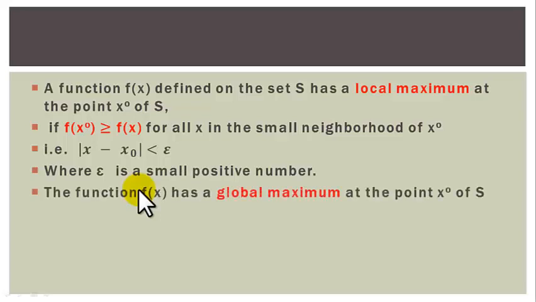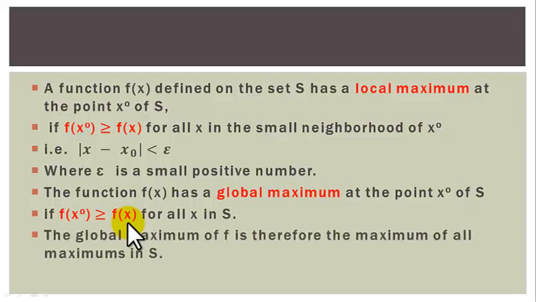The function f of x has a global maximum at the point x0 of S if f of x0 is greater than or equal to f of x for all x in S. The global maximum of f is therefore the maximum of all local maximums in S.